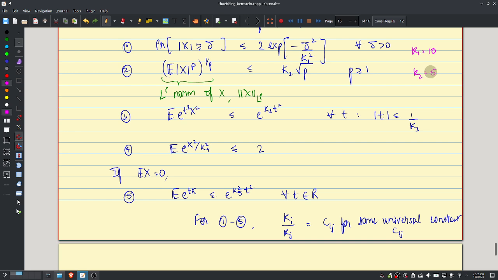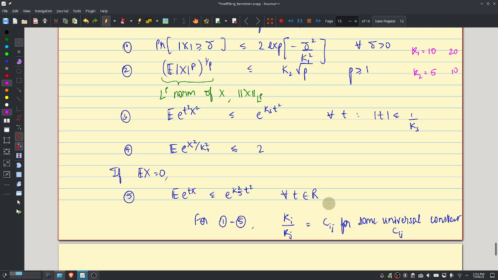Then what is this ratio? It's 2. Even if I take k1 equal to 20 and k2 equal to 10, these inequalities still hold. These are valid. Does that make sense? K2 equal to 6 will also work for this inequality. So what I'm trying to say is that you can choose this to be some universal constant.